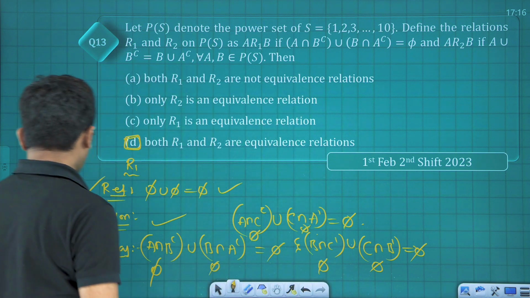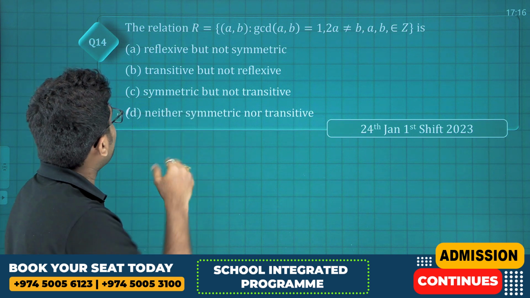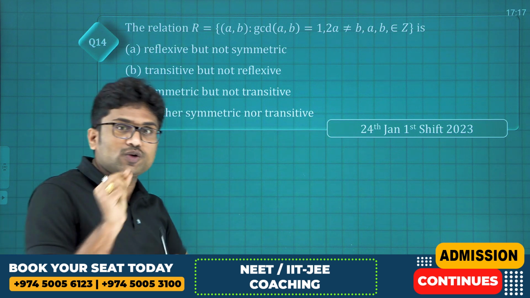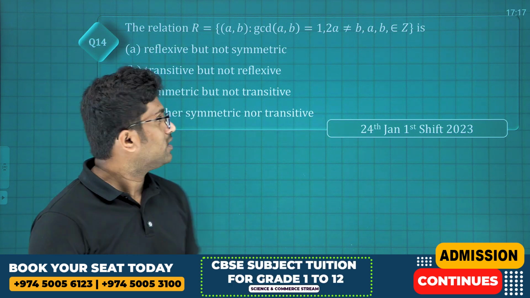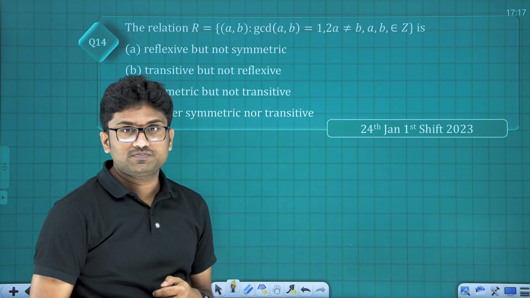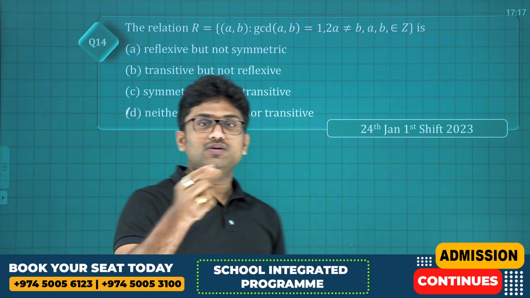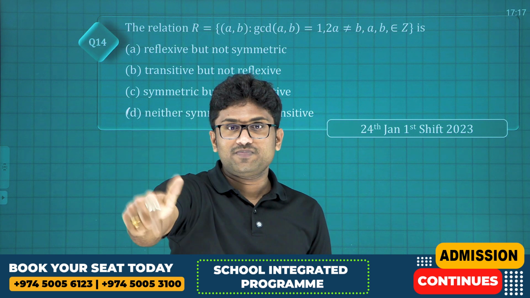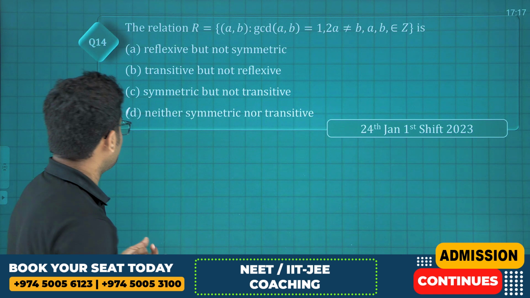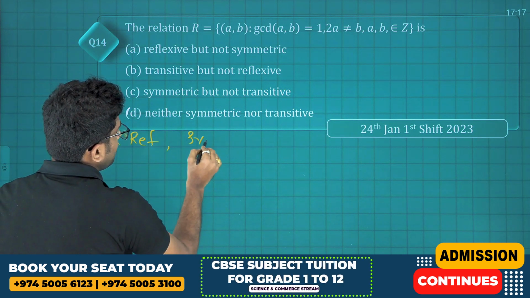Okay. Next question. The relation is such that the ordered pair A comma B belongs to R if GCD is 1. Is it going to be reflexive? Suppose it is true for 1, but if I take 2 comma 2, it does not belong to R. Why? Because GCD of 2 comma 2 is 2 itself. So GCD of 3 comma 3 is 3. So it is not reflexive. Fine. Now coming to symmetric.